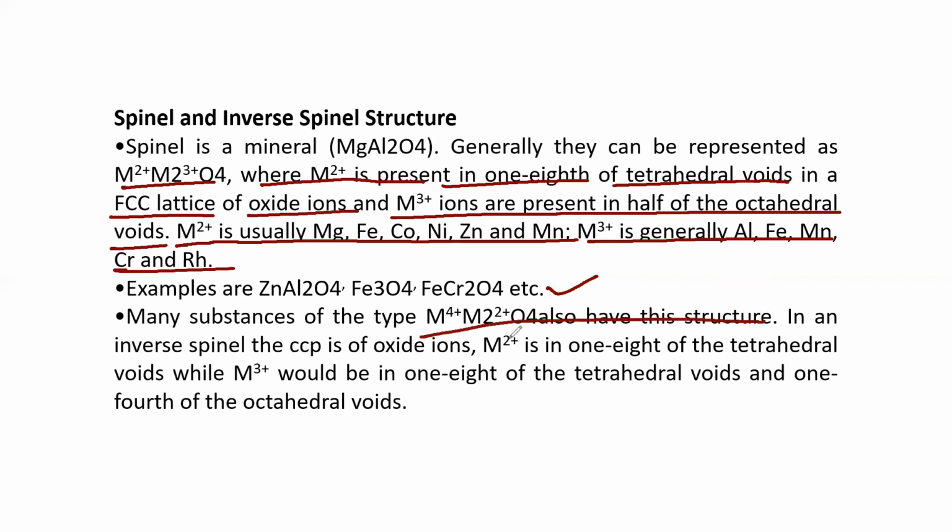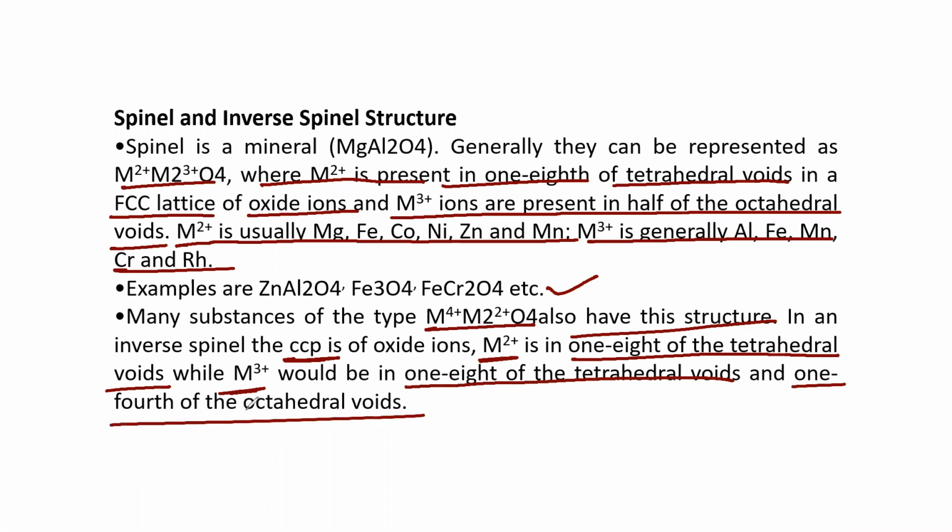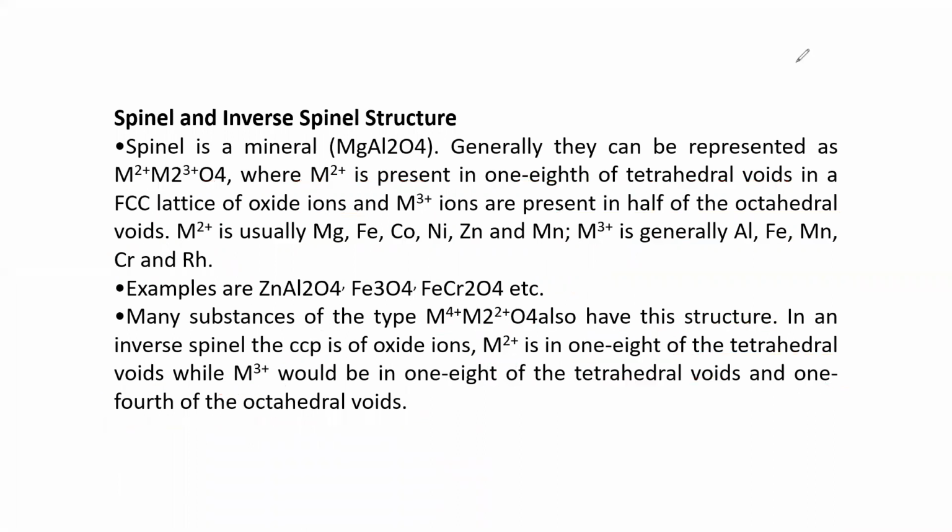In an inverse spinel structure, the CCP is of oxide ions. Here O2- ions will occupy CCP, that is cubic close packing, that is all the corners as well as face centers of each face. And M2+ ion is 1/8 of tetrahedral voids. M2+, that is magnesium or some +2 ion, is 1/8 of tetrahedral voids, while M3+ would be 1/8 of tetrahedral voids and 1/4 of octahedral voids. That is the difference. These are the representations of spinel and inverse spinel structures and examples.